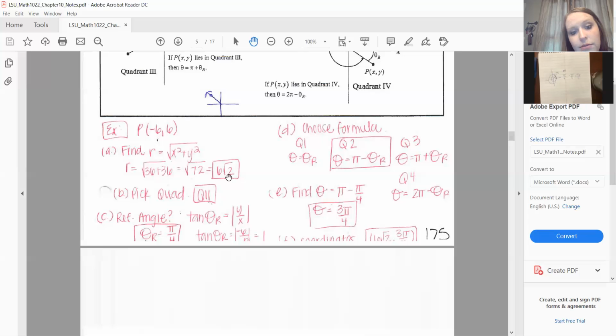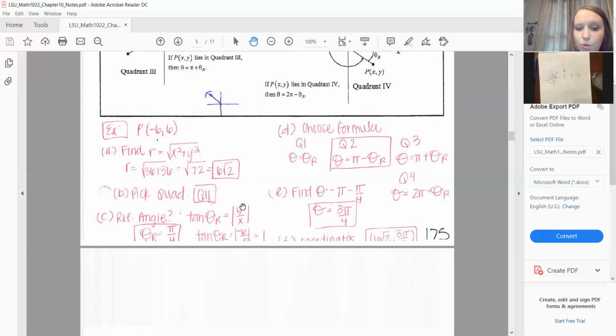Simplify that out. It's 6 square root of 2. How did I do that if you don't remember? 72 is 2 times 36. Square root of 36 is 6, so I could take that out. Okay, where does it land? Well, we drew it up here. That's quadrant 2.